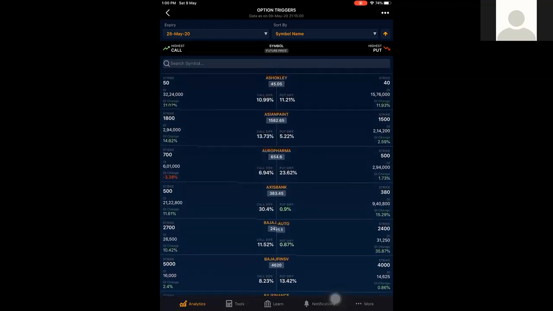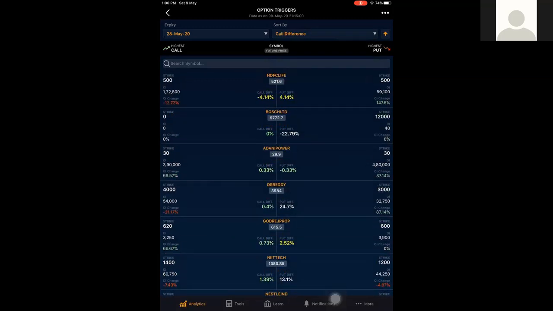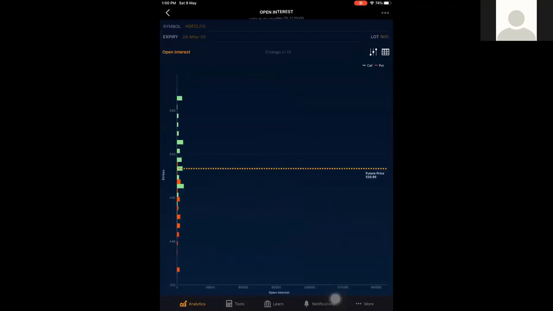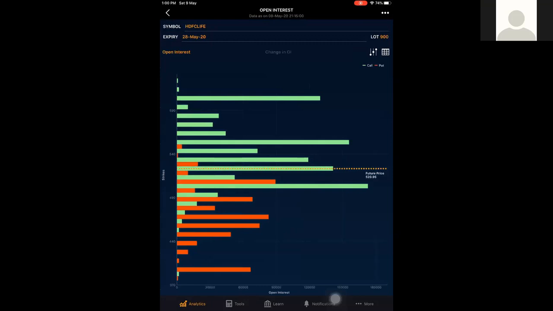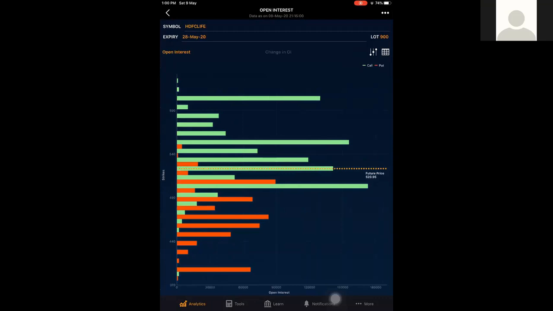Similarly, you can filter it according to the call difference. You have HDFC Life. When you click on it, you can open into open interest or option chain. If I open it into option open interest, this is HDFC's call put distribution. We see that the change in OI is moving away from the highest strike call. There's an upward shift in the call strike. There's writing happening on the put side. So overall, the data is showing positivity in this stock.